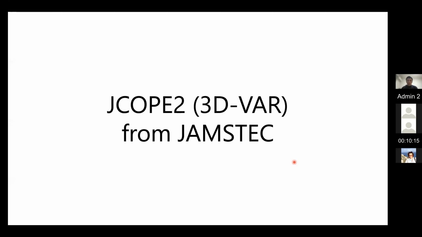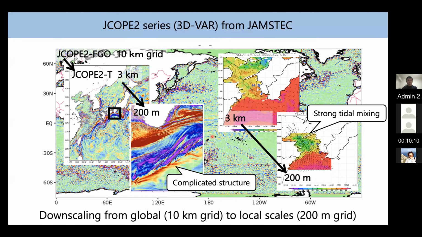First, I would like to introduce the 3D-Var system, JCOP2, from JAMSTEC. This JCOP2 is now downscaled from global to local scales, as shown in this figure. That is a 10-kilometer grid to a 200-meter grid. The inner system with 200-meter horizontal resolution shows complicated flow structure and strong tidal mixing compared with the outer system with 3-kilometer horizontal resolution.